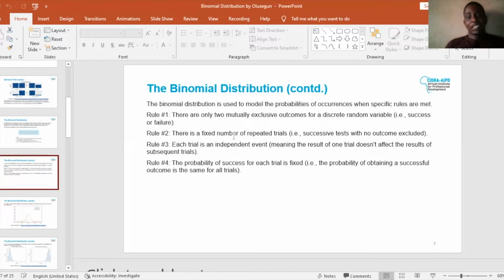Rule number 3, each trial is an independent event, meaning that the result of one trial doesn't affect the results of subsequent trials. And rule number 4, the probability of success for each trial is fixed. That is, the probability of obtaining a successful outcome is the same for all trials. If a scenario meets all of these criteria, then the probabilities can be modeled by a binomial distribution.